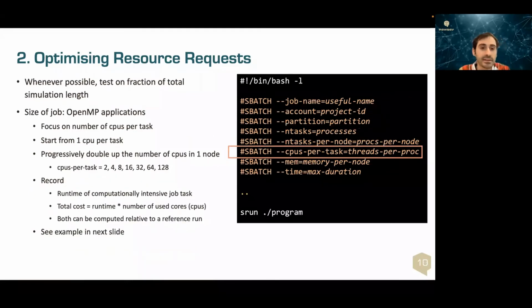Before seeing that, there's also the example of an OpenMP, a multi-threaded application. In this case, the key quantity is CPUs per task. You start from 1 CPU per task, and then you go up. Probably it's a good idea to go up in powers of 2, from 8 up to 128, which is the maximum number of cores per node. And again, similar to the MPI case, record the runtime and the total cost, which means runtime times the requested cores.